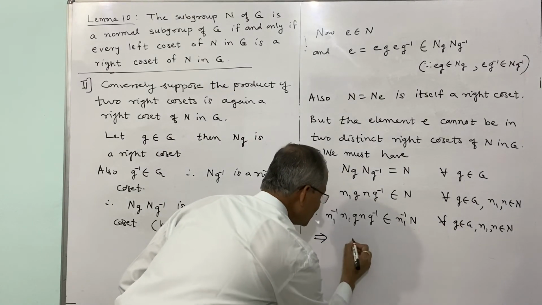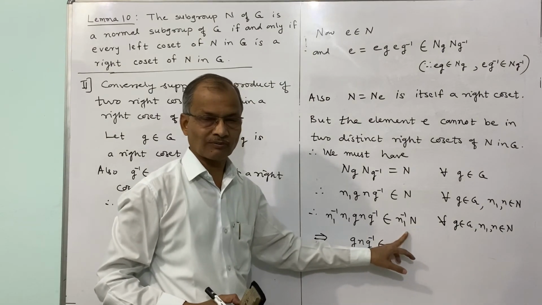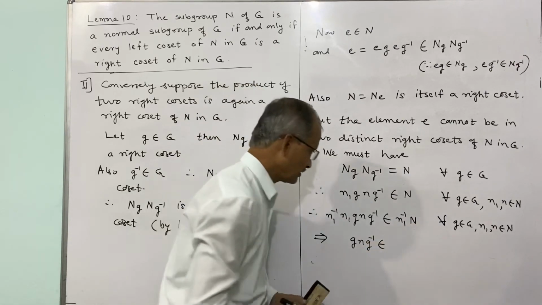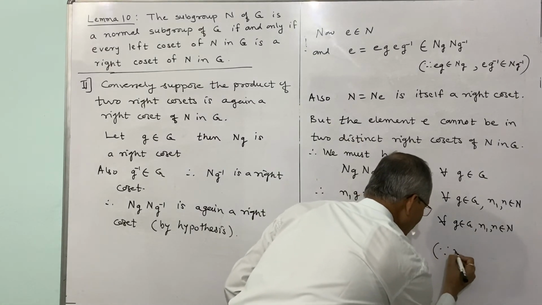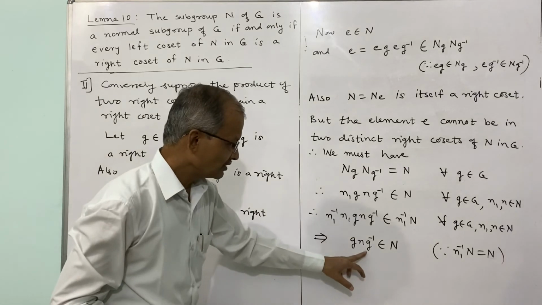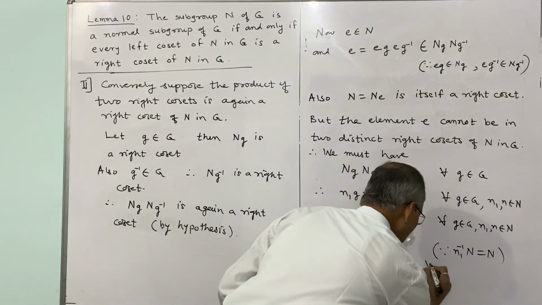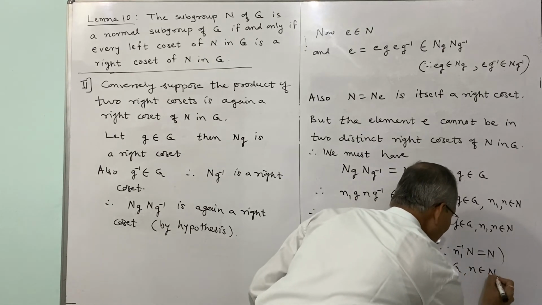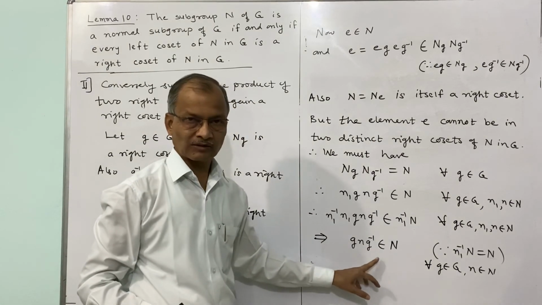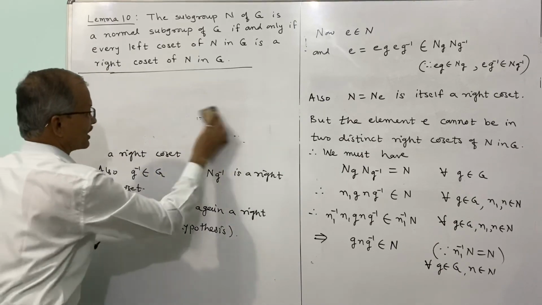So this implies g n g inverse belongs to n1 inverse N, and n1 inverse N is the same as N because of the closure property. n1 is in N, and the product of two elements in N is again in N. So g n g inverse belongs to N. This is the definition of normal subgroup: it happens for all g belongs to G, n belongs to N. Now n1 is eliminated, and by the definition of normal subgroup, this shows that N is normal in G.